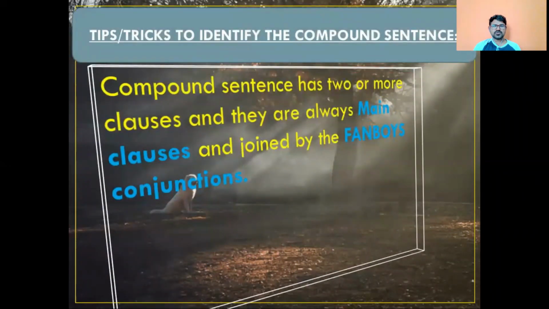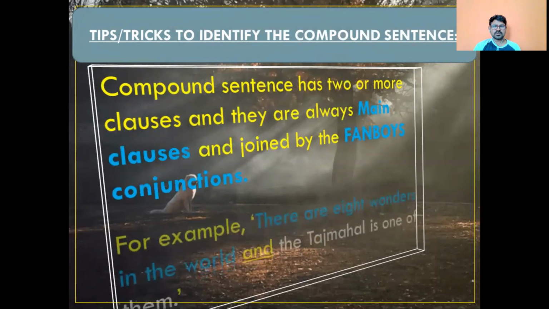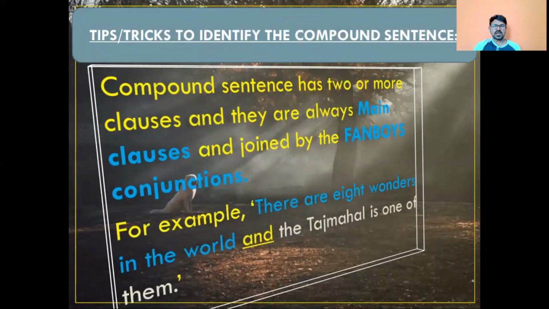A compound sentence has two or more clauses, and they are always main clauses joined by the FANBOYS conjunctions. For example, there are 8 wonders in the world and the Taj Mahal is one of them. Here, there are 8 wonders in the world is one main clause. The Taj Mahal is one of them is another main clause. And these two clauses are joined by the conjunction and.